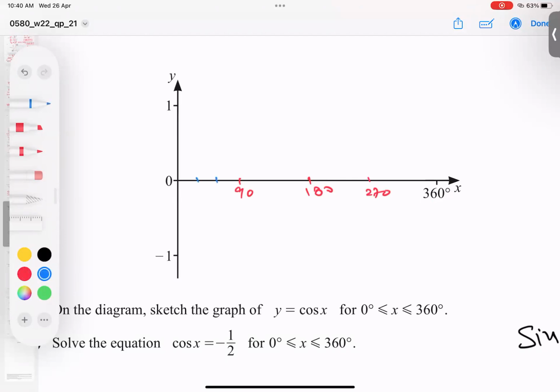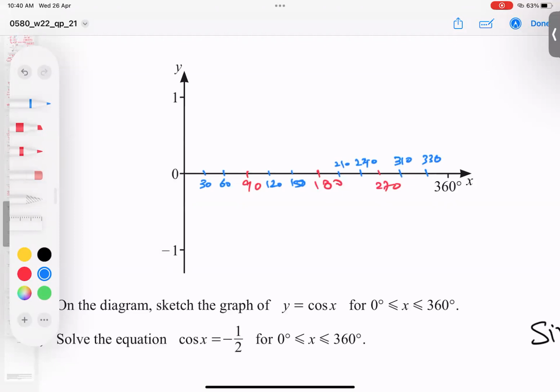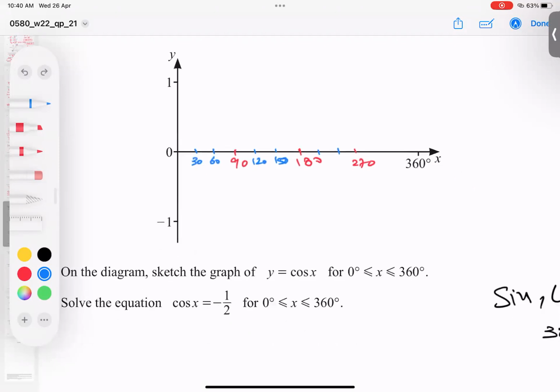So 30, 60: there's a 30 gap, there's a 60 gap. There's 120, 150, again 3 points. There's 210, 240, and again 3 points. There's 300 and 330, and 360. So I think you got the point. You can show these points to the examiner or not, no problem. I skip these values, this much is enough, although you can show them even, no problem at all.